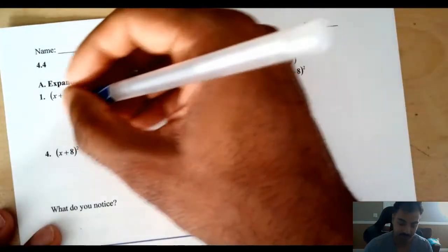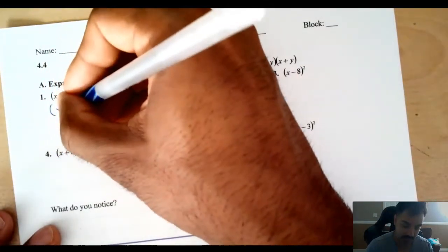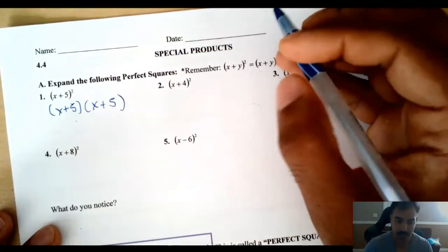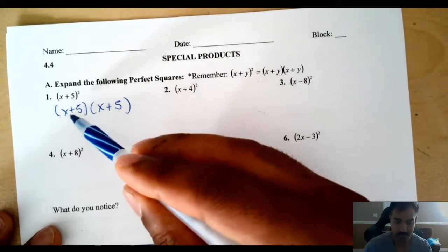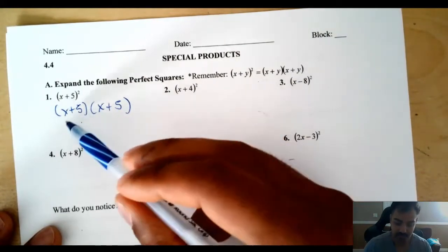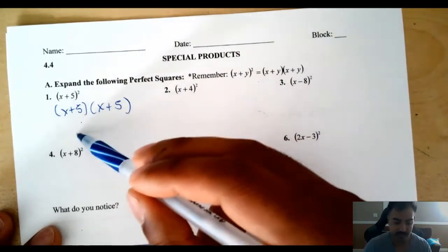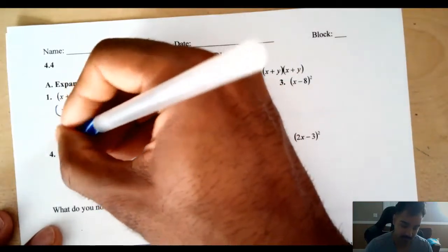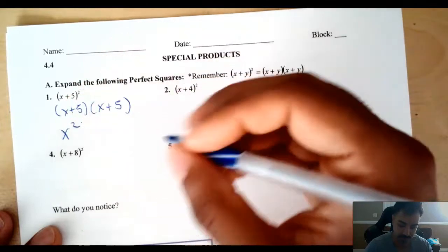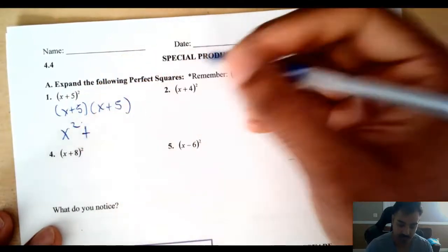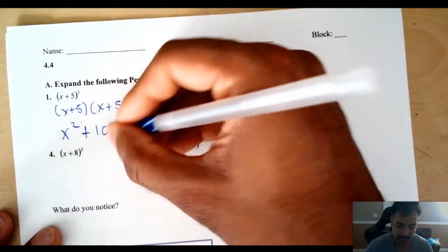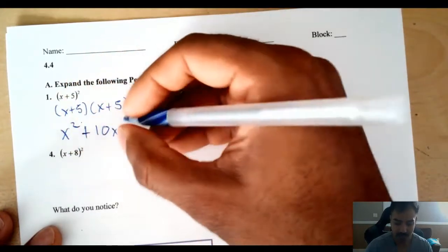So here, let's expand this. Again, this is like x plus 5 times x plus 5. Two things you can do: you can expand it out, x squared, and then 5x and 5x and 25. Or you can just remember what we said before. The first term is just the variable squared. The middle term is just added together, so plus 10x. And the last term is the 2 terms multiplied together.